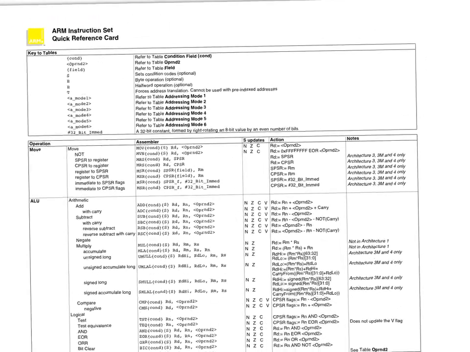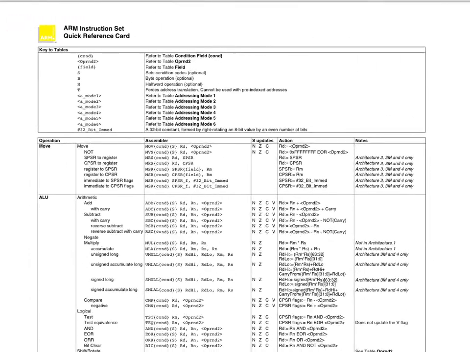But we don't expect you to memorize every instruction in the ARM instruction set. We do expect that if you're given some code to read and you're not familiar with a particular instruction, you can come to this reference, which is only 3 pages long, to figure out what that instruction does.